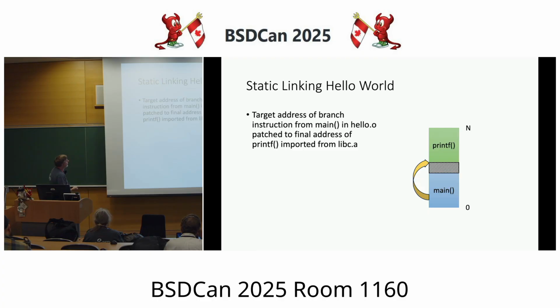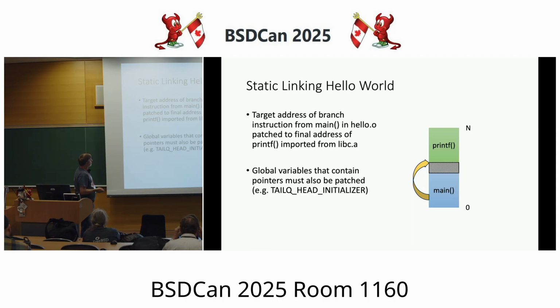So let's go back and look at our hello world. The one thing we need to patch in this case is that main is going to call printf. And main lives at some place. Here I've arbitrarily said main lives at 0. And printf lives somewhere else in our address space. There's a branch instruction that's going to call printf from main. And so the thing we need to patch is we need to make sure that when we actually call printf, we go to the right address. Once the linker knows the address of printf, it can patch up or fix up the branch instruction to go to the right place.